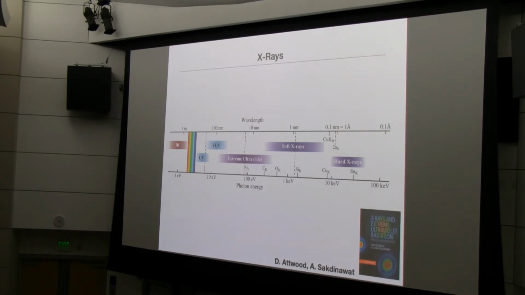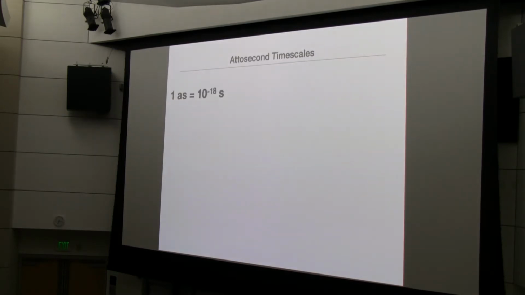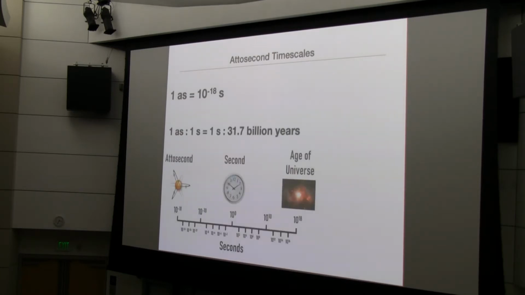Again, this is a talk about attosecond X-ray science. So what is an attosecond? It's 10 to the minus 18 seconds. Just to give you an idea of the scale, a common thing to say about attosecond science: 1 attosecond is to 1 second the same as what 1 second is to the age of the universe. It's a really fast time scale.